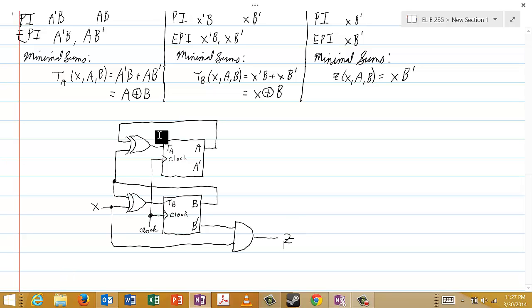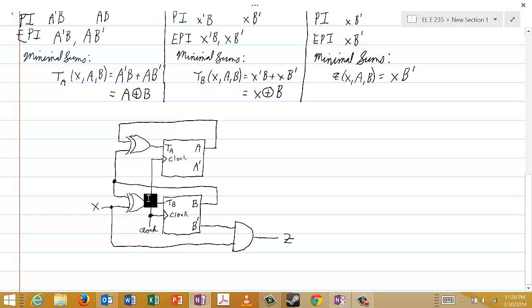Notice what we have here. Here are our two T flip-flops with inputs T A for the top one, T B for the second one. And notice this is an exclusive OR gate, and this is an exclusive OR gate. This is an AND gate. So we see that T A is the exclusive OR of A coming in here and B coming in there. So we have T A is A exclusive OR B, which is consistent with this equation.